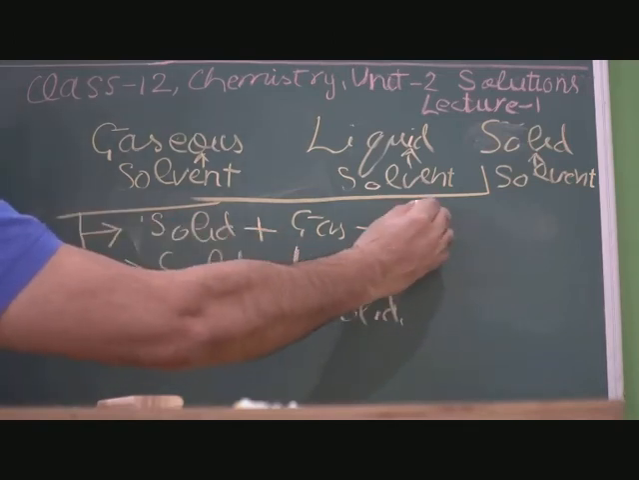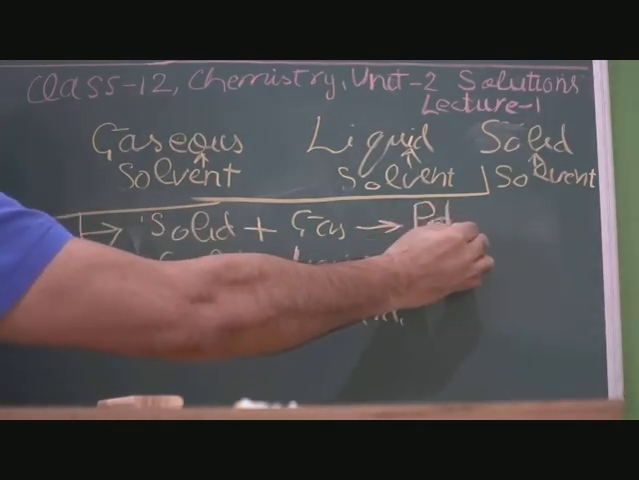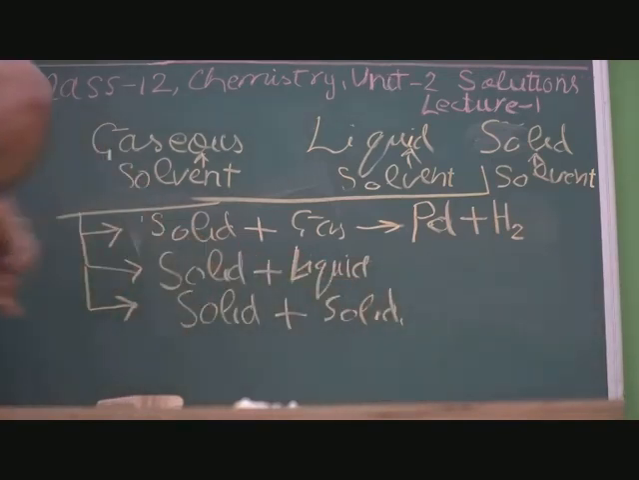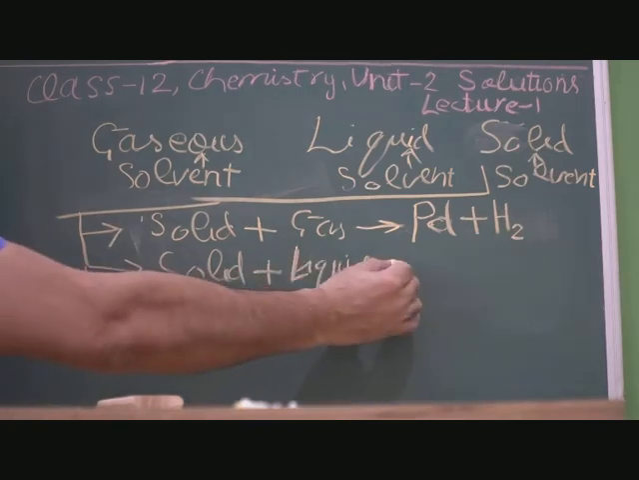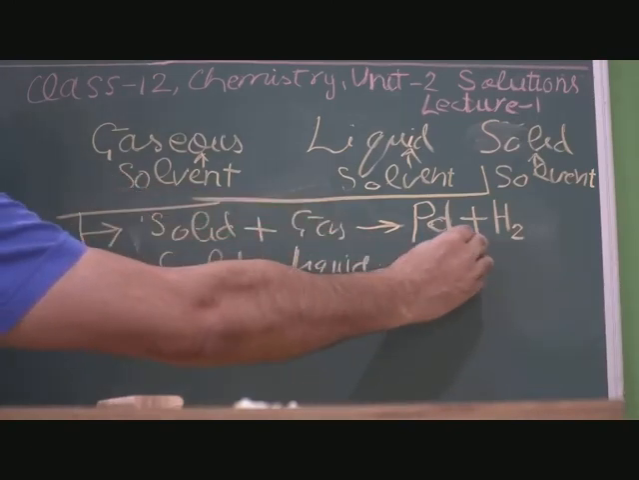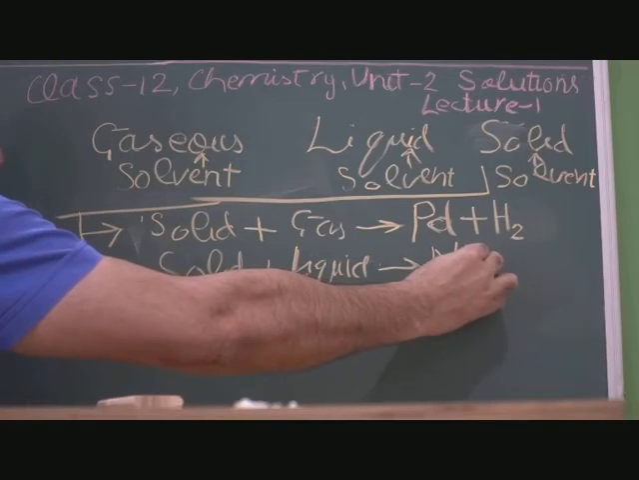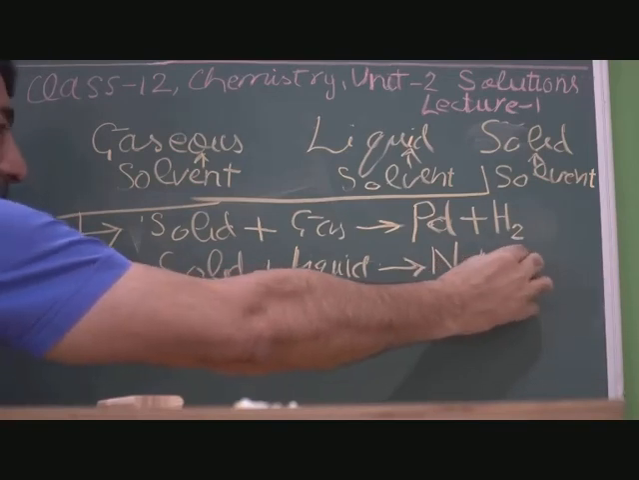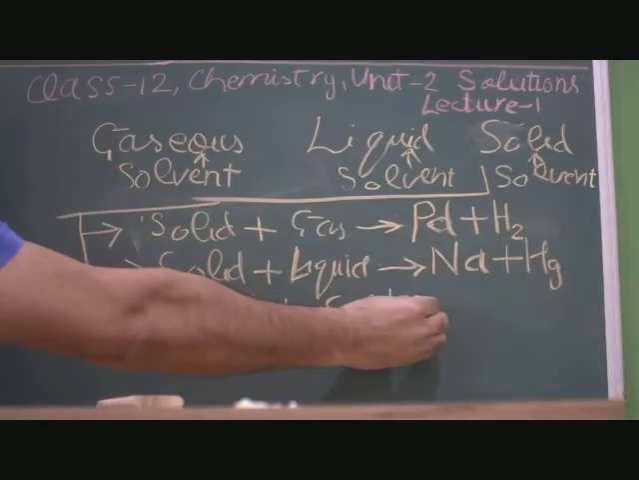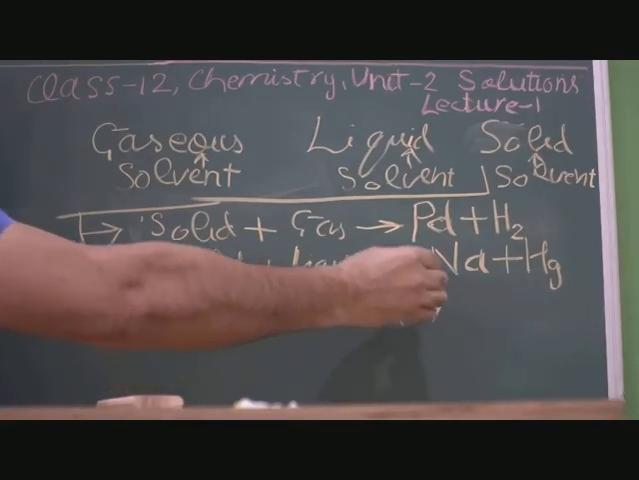Palladium, when heated in hydrogen, it absorbs hydrogen and a solid solution of hydrogen and palladium is formed. Second, solid and liquid. Solid we can take any metal, say we take sodium and mercury is liquid. Then sodium amalgam is formed, which is solid state.